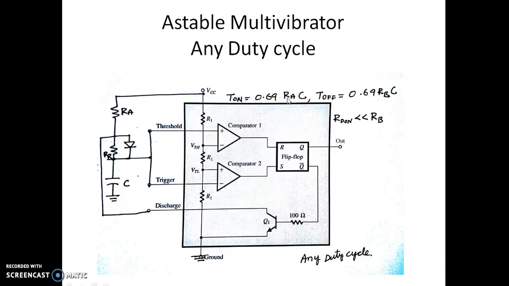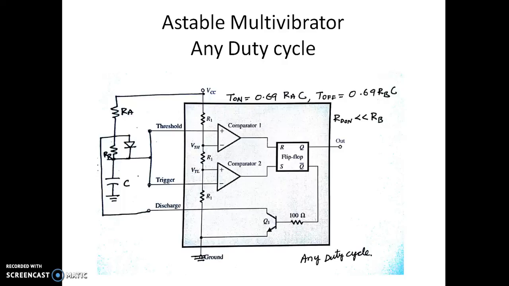As you can see now, since T on depends on only Ra and T off depends on only Rb, you can get any amount of duty cycle, even a duty cycle of 10%. How do you get a duty cycle of 10%? Make this Ra smaller compared to Rb, so the on time is less than the off time. So the on time is less than the total time T, and naturally the duty cycle becomes very small. So by changing the values of Ra and Rb using this diode, you can get a duty cycle of any value, even from 10% to 90%.